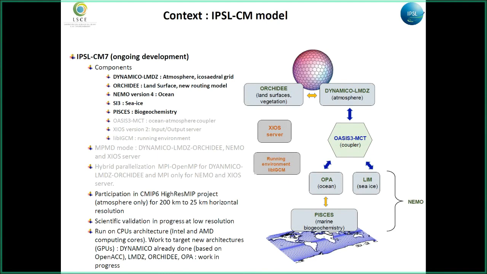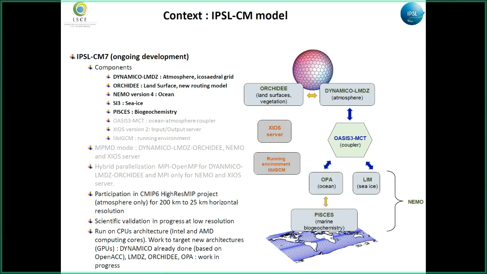This model has already been used for the CMIP6 IS-ENES3 project in its atmosphere-only configuration, with different horizontal resolutions from 200 km to 25 km. The scientific validation is in progress at low resolution for the ocean configuration.